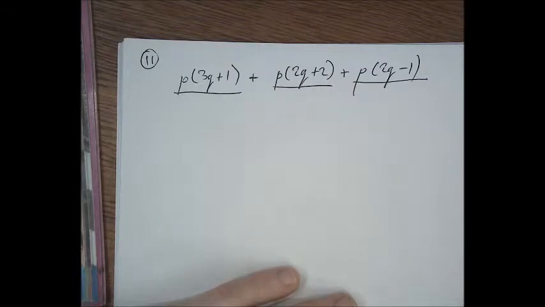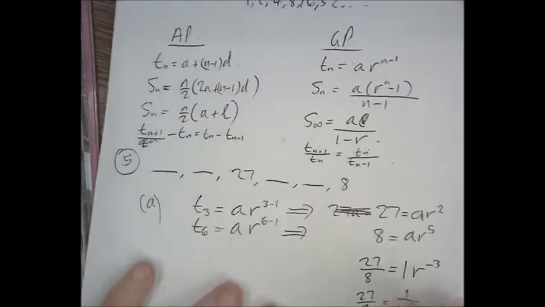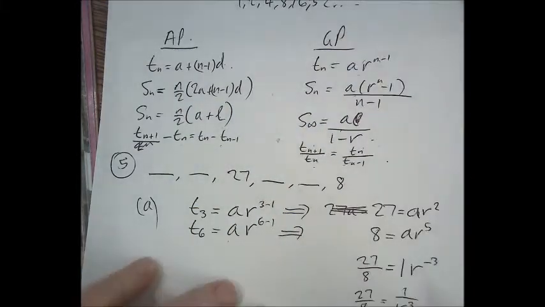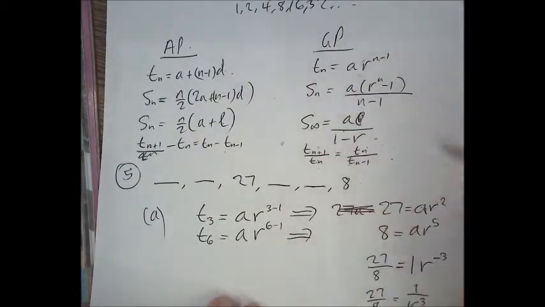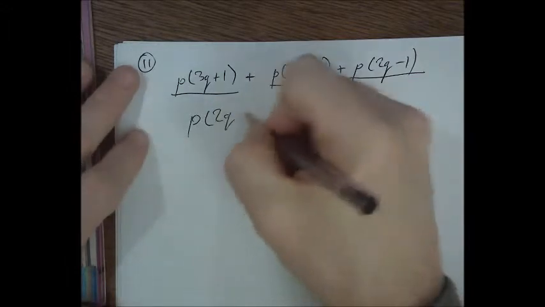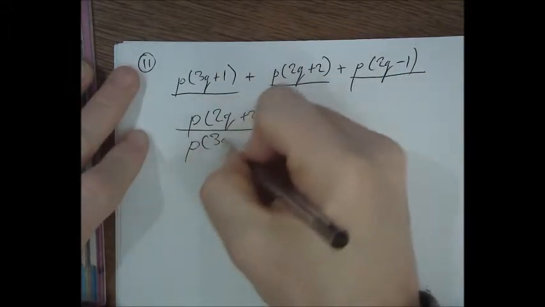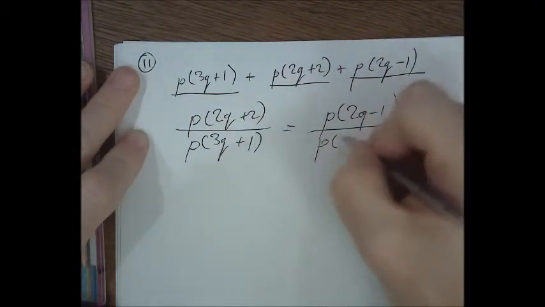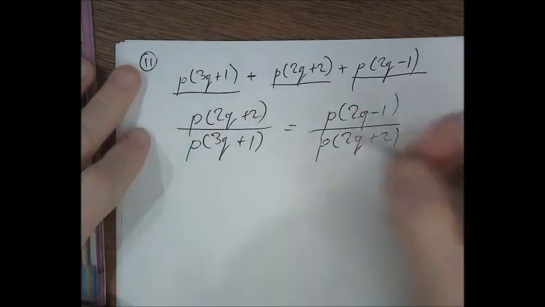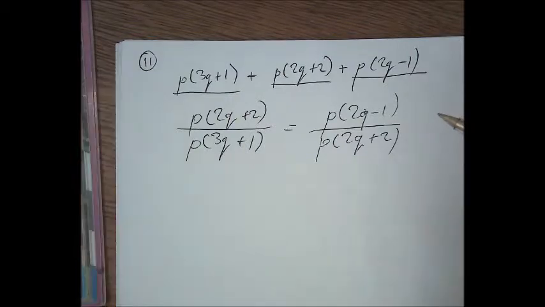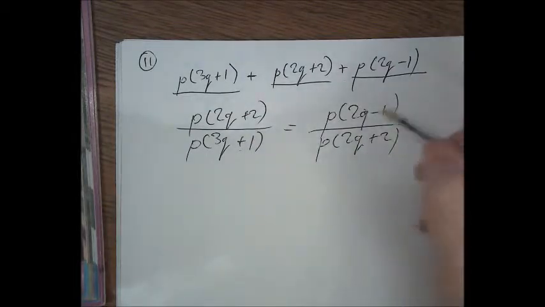Okay, well, returning to my formula page. These are the main formulas that get all the attention, but don't forget that you can always state a fact using these. And that's what I'm going to do here. I'm going to say the third divided by the second is the same as the second divided by the first. So P over P(2Q+2) over P(3Q+1) equals P(2Q-1) over P(2Q+2). The second divided by the first is equal to the third divided by the second.